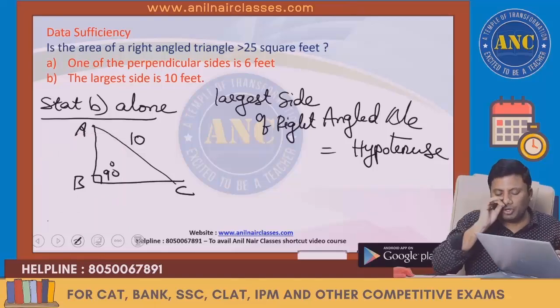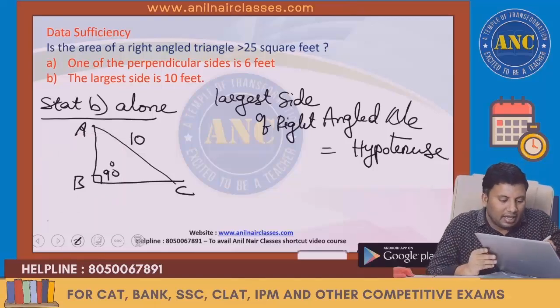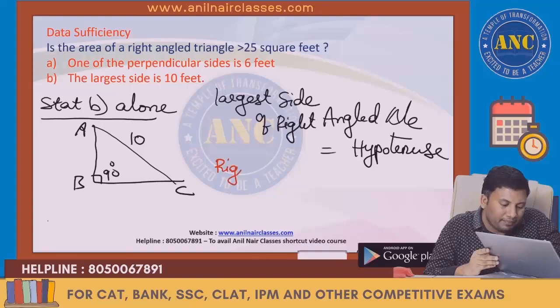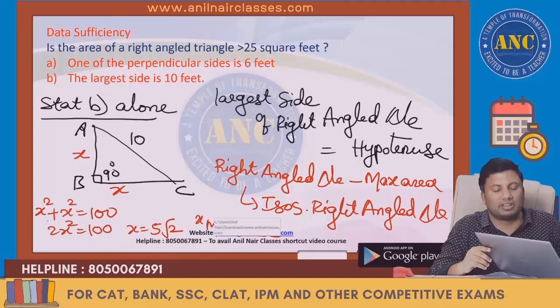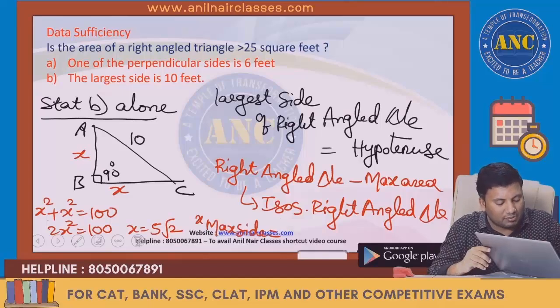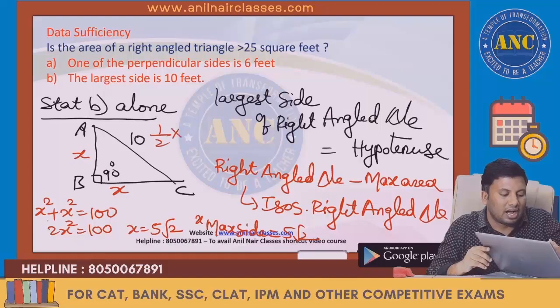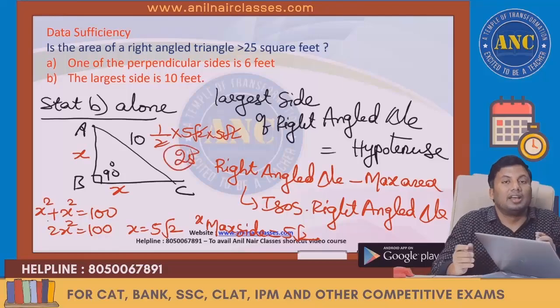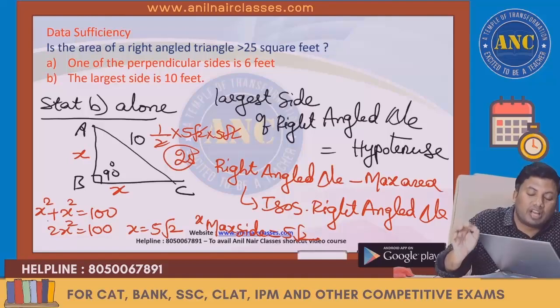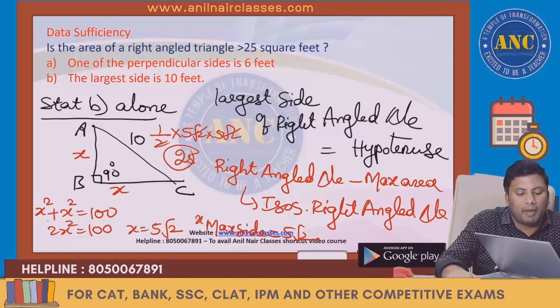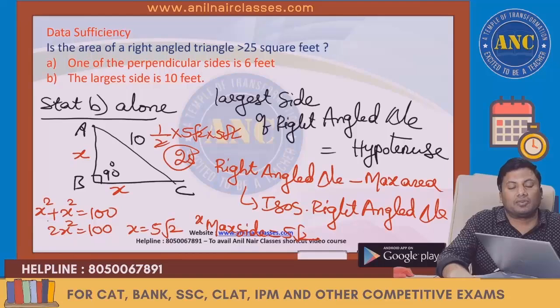It's a beautiful question. A right angled triangle with hypotenuse 10 is possible. The maximum side is nothing but 5 root 2. So, what will be the area? Half into 5 root 2 into 5 root 2. Answer is 25. For an isosceles right angle triangle with hypotenuse 10, the maximum area itself is 25.